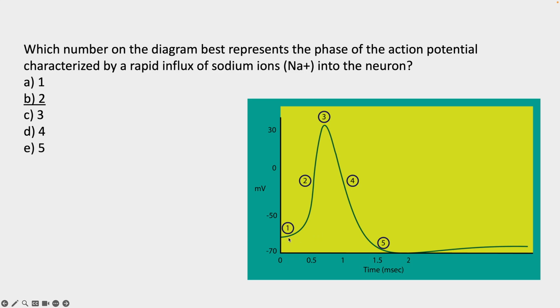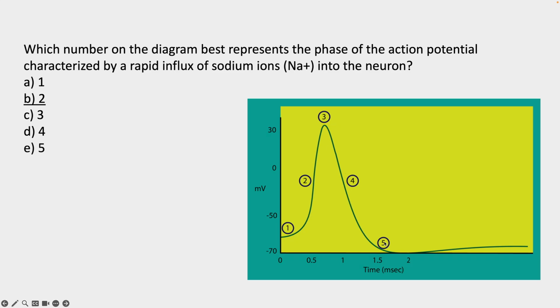With the number 3, we have the peak of the action potential. This is not the phase where there is a rapid influx of sodium. On the contrary, at this point, as we are going to see in other questions, something happens with the sodium channels. And then we have the number 4, which is the repolarization phase. Here the inner membrane is becoming more negative, so that cannot be explained by a rapid influx of sodium. When we have a rapid influx of cations, the inner membrane will become more positive, not more negative.